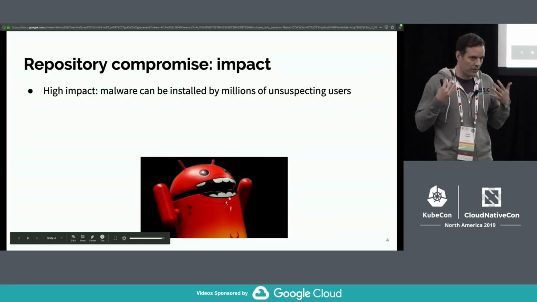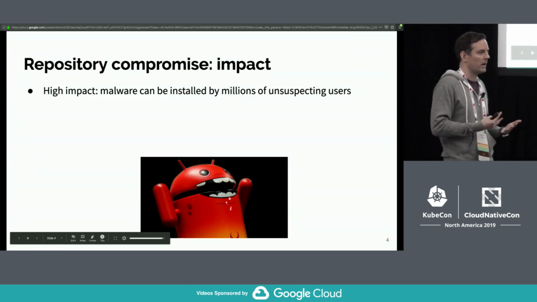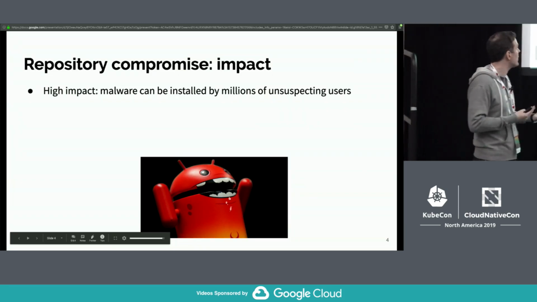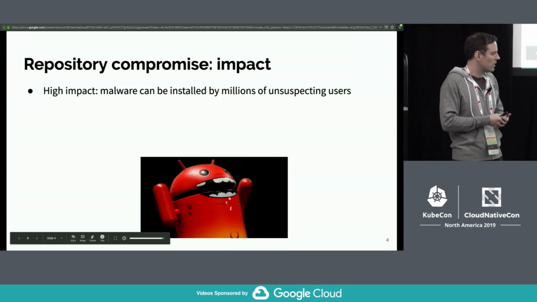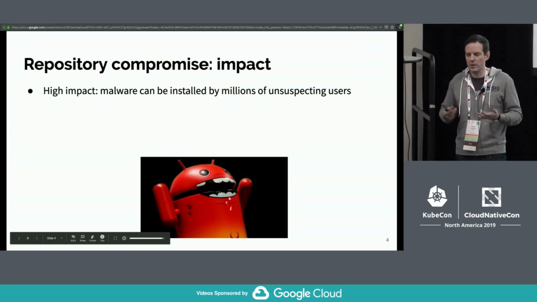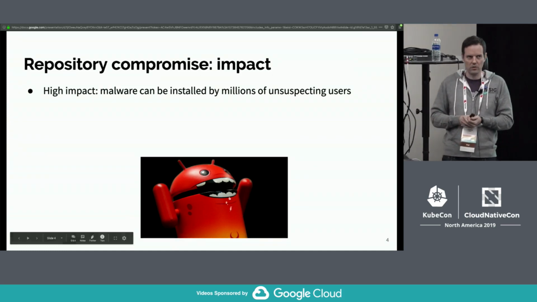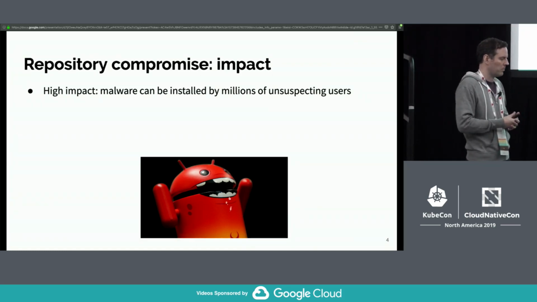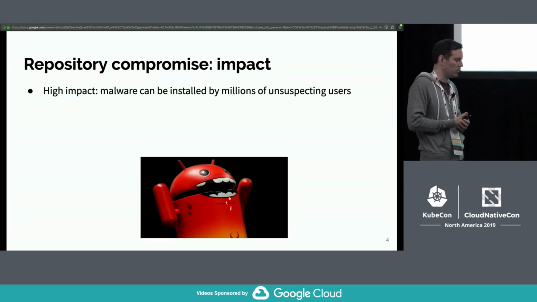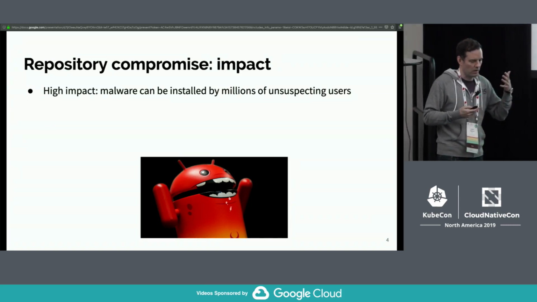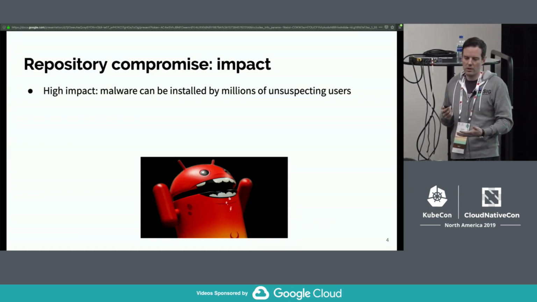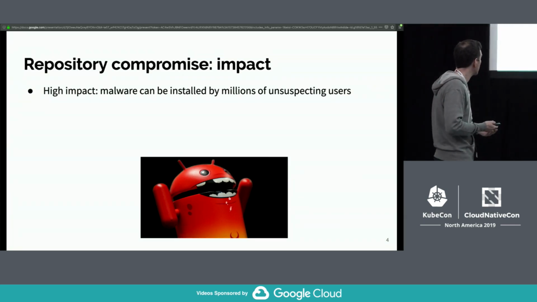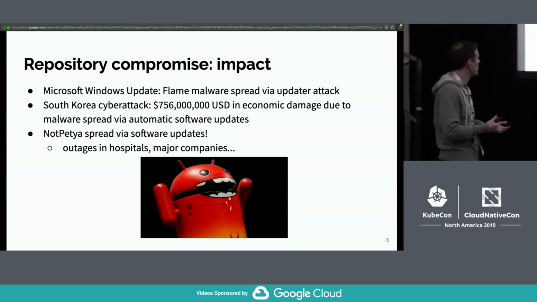So repository compromises have massive impact. These are a really scary scenario to find yourself in. Because if someone breaks into a repository that's serving a bunch of open source software like Apache and other things like that, you can imagine an enormous number of users potentially being compromised. There have been lots of instances where this has actually happened.